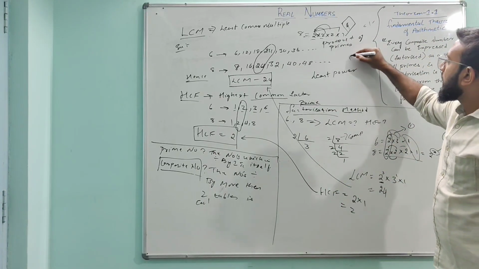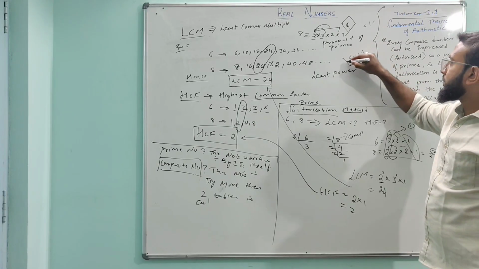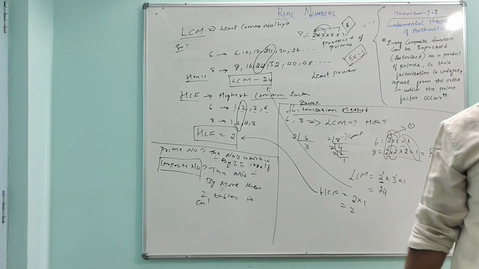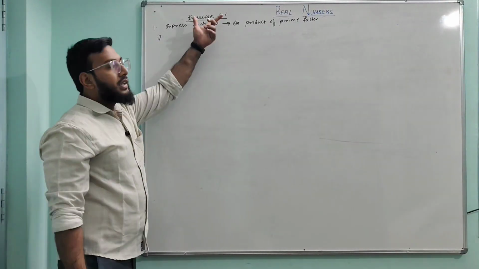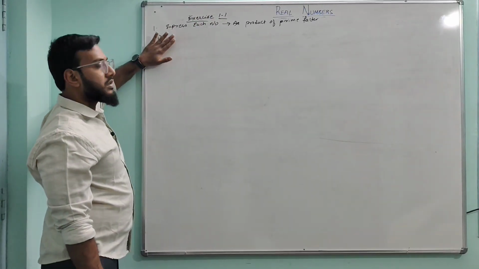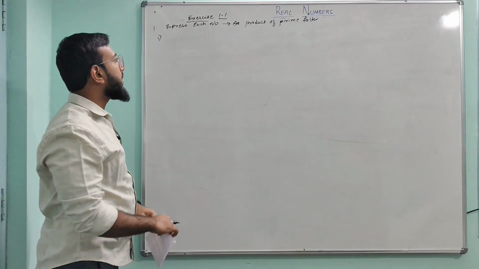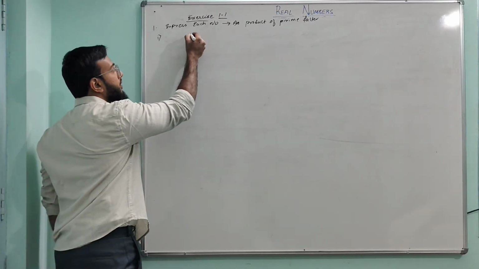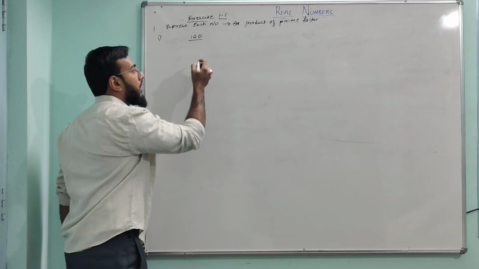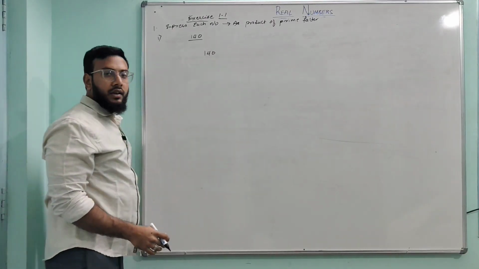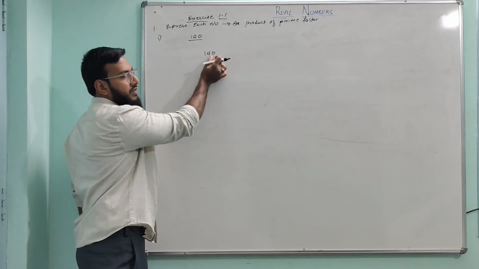We'll go to exercise 1.1. We'll start exercise 1.1. The very first question of exercise 1.1 is: express each number as a product of prime factors. The first number you have is 140. Okay, how to solve this? Check whether this number is even or odd.